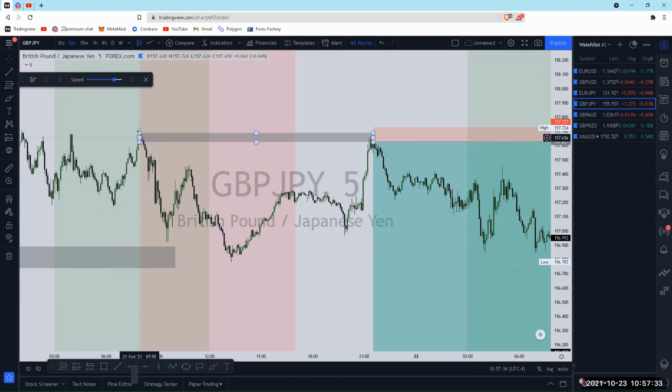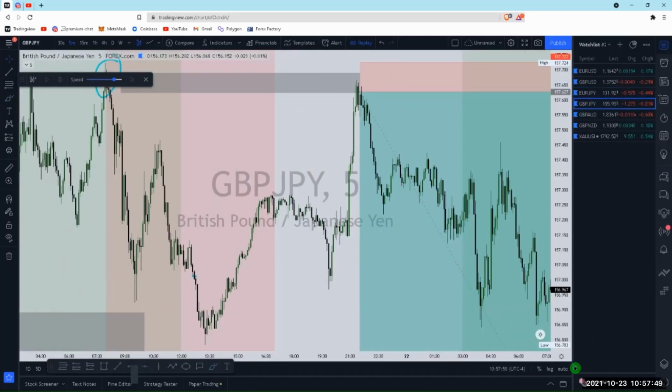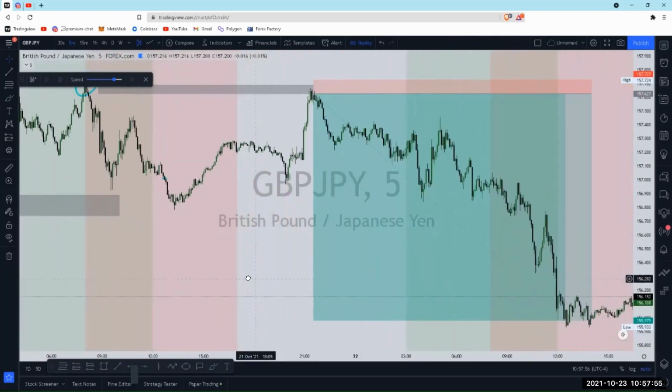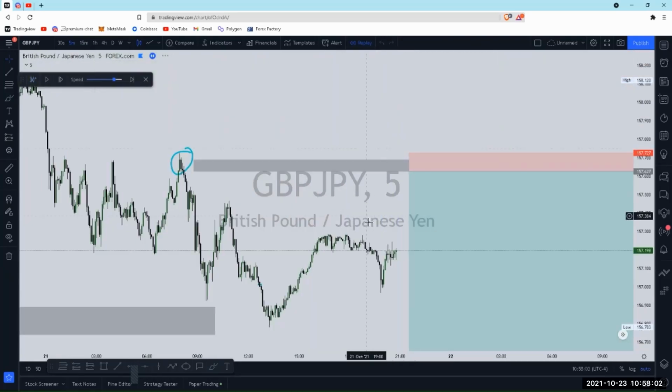Right here on Great Britain pound versus Japanese yen, I have this 5-minute order block. It looks the exact same as this 5-minute order block right here. So I decided to sell GBP JPY and Euro JPY at the same time, and this is what the trade looked like.